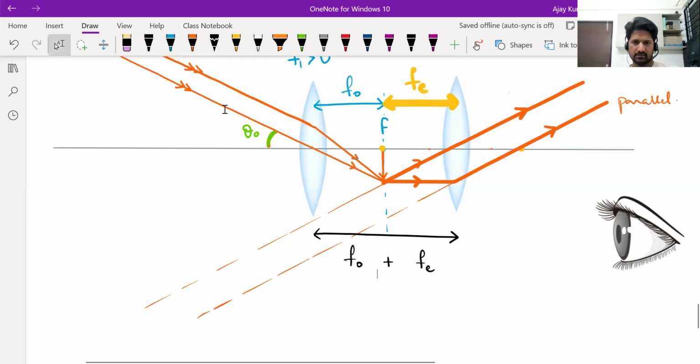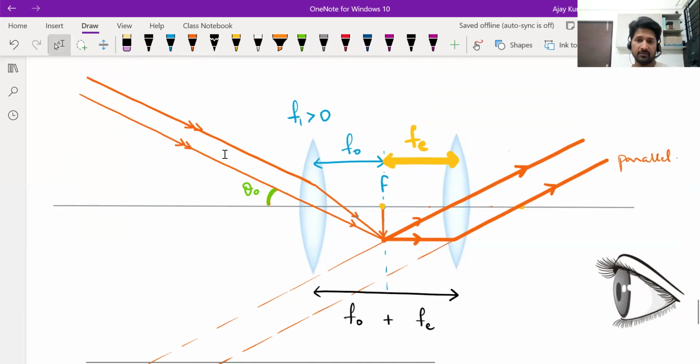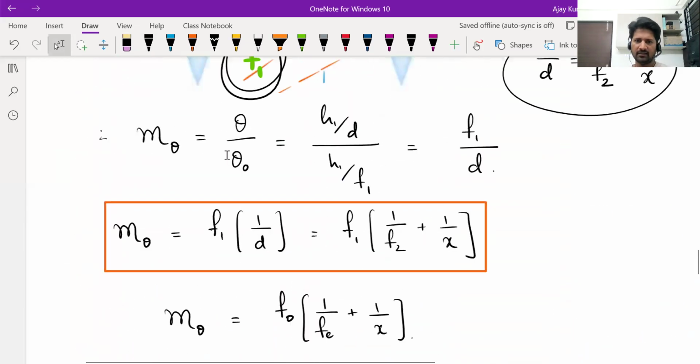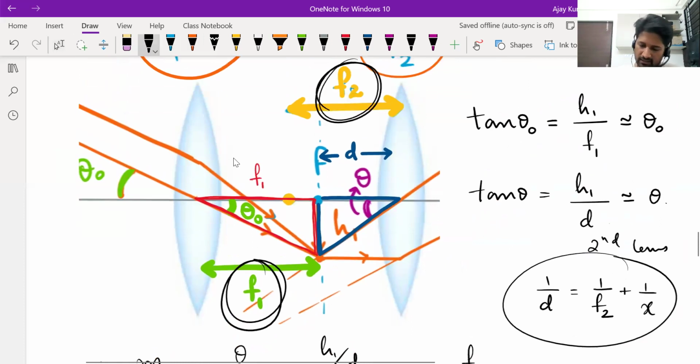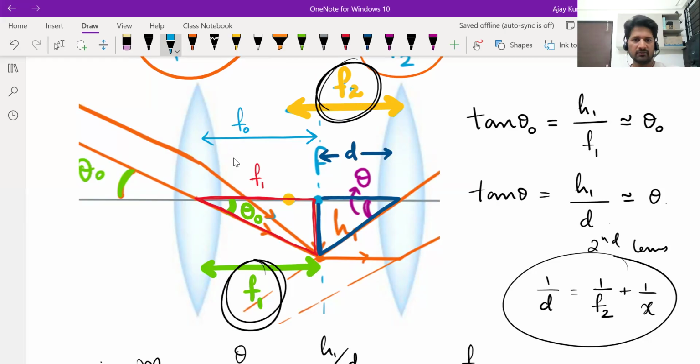In case you don't want the final image at infinity, you want it at a nearby distance, then what is the total distance between the lenses? First distance is f0. From here to here is the focal length of the objective. The first image has to form at the focal length of the objective because the original object is at infinity. Now what is the total distance between the two lenses? It is f0 plus d, small d.